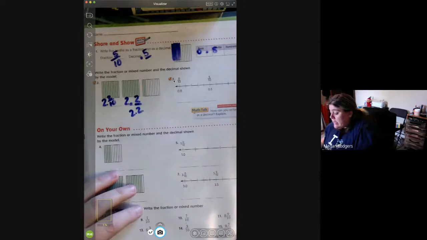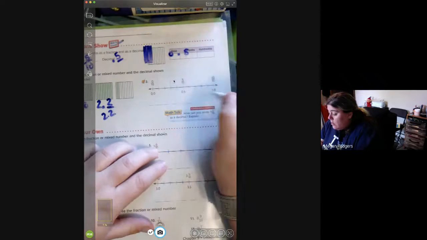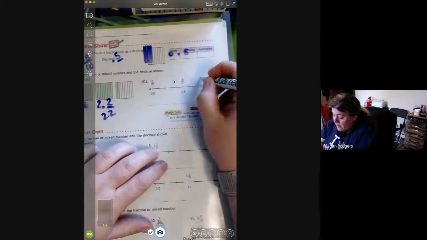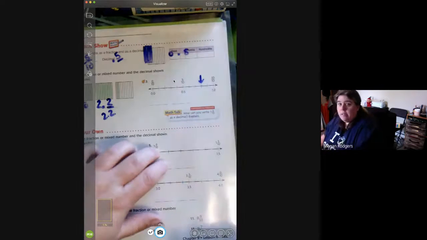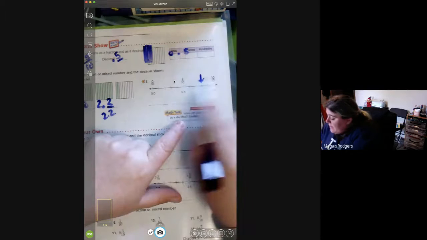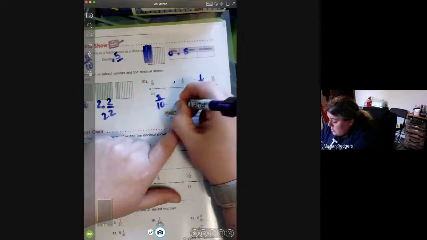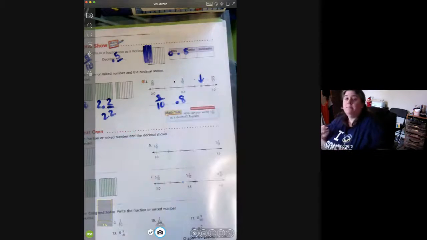All right, now we have a number line one that they did here. So we need to figure out what this guy over here is. So if this is 5/10, that's 10/10, they must go up by 1. So 6/10, 7/10, 8/10. And as a decimal, that's going to be 0.8.